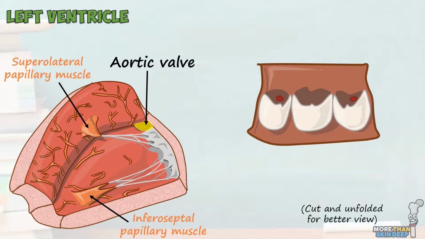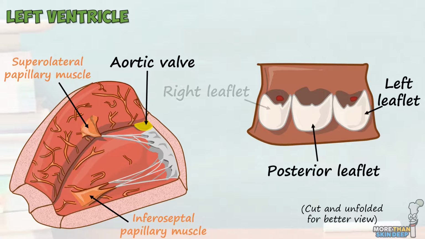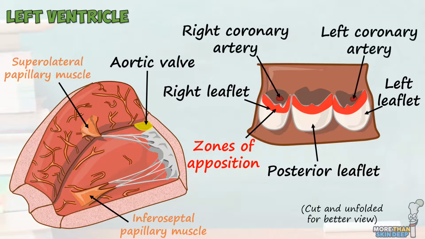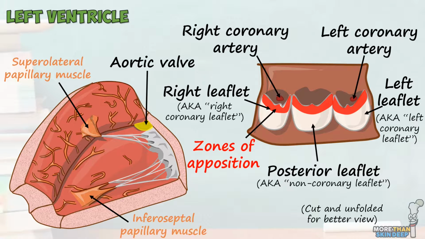The structure of this valve is similar to the pulmonary valve, with a posterior, left and right leaflet, all of which touch at their free edges to prevent backflow of blood. From the sinuses of the right and left aortic leaflets arise the right and left coronary arteries, respectively. This leads to these leaflets sometimes being termed the right and left coronary leaflets, with the posterior being the only non-coronary leaflet.